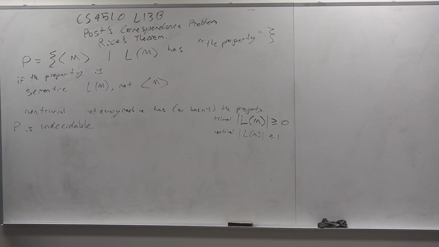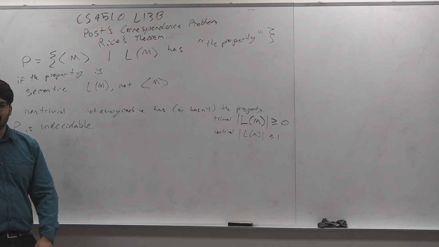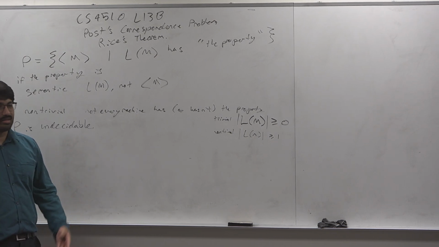There are trivial things you can determine about code. For example, does the Turing machine have 17 states? That's in fact a syntactic property, not a semantic one, because you can just look at the description of the Turing machine and you just count the states. Determining if a machine has 17 states is not semantic, so Rice's theorem doesn't apply.